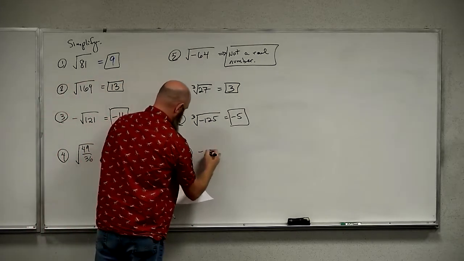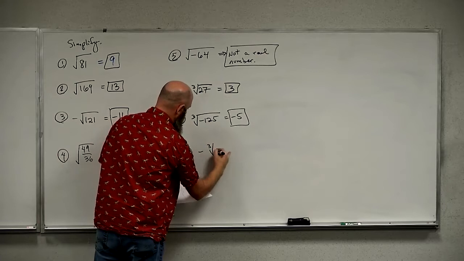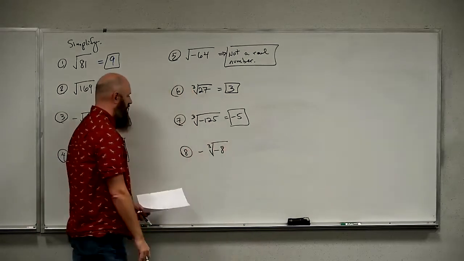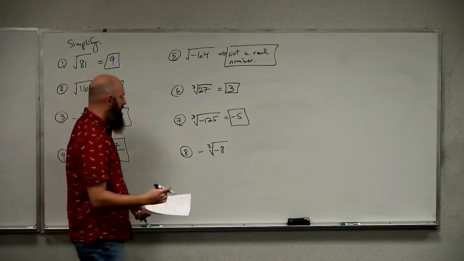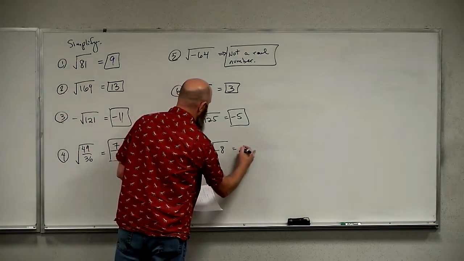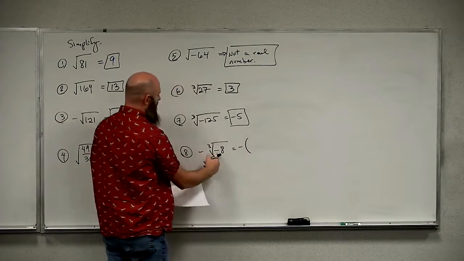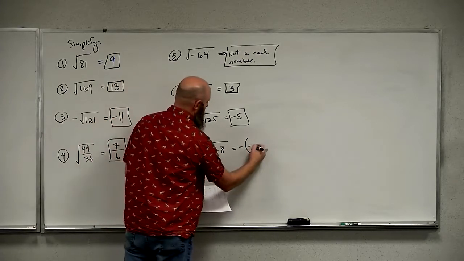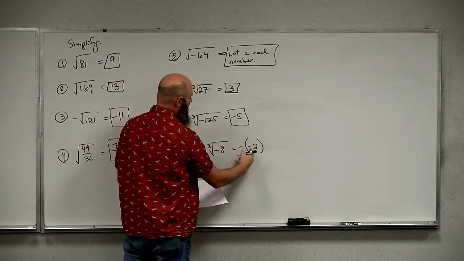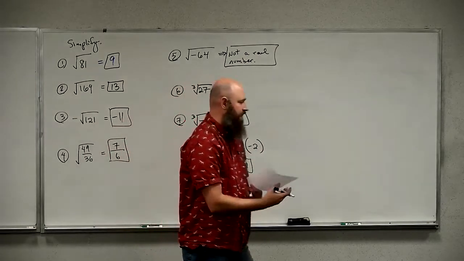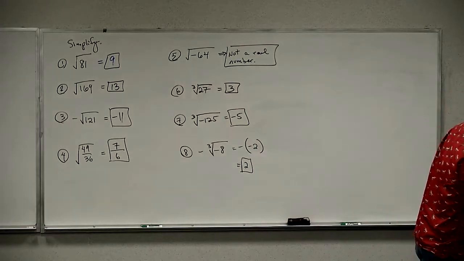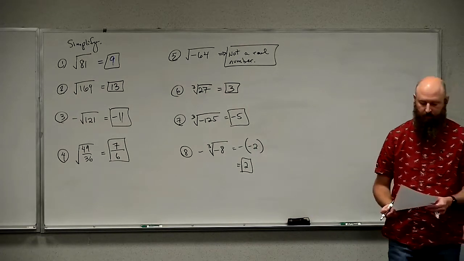All right, negative third root of negative 8. And here we want to be careful. We've got a lot of negatives going on. So I'm going to break this one apart. This is negative. Well, the third root of negative 8 is negative 2, and negative times negative makes a positive 2 for that one. Okay. So we want to be very careful there.